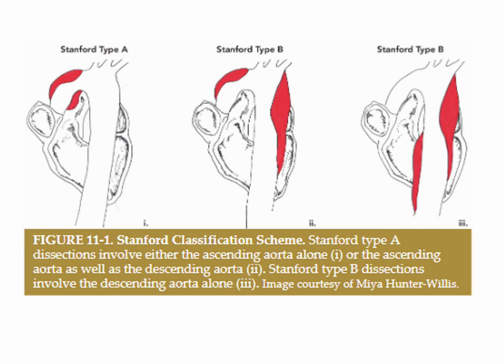So you can see in the first picture, that's a Stanford type A aortic dissection, and this involves the ascending aorta alone. In picture number 2, this is a Stanford type A dissection, which involves the ascending aorta and some of the descending aorta. And in Stanford type B dissection, this involves the descending aorta alone. So this is purely just the descending aorta and doesn't involve any of that ascending aortic pathology.